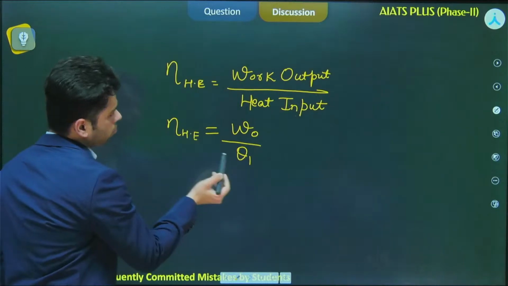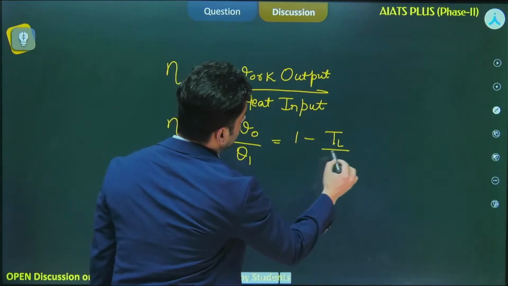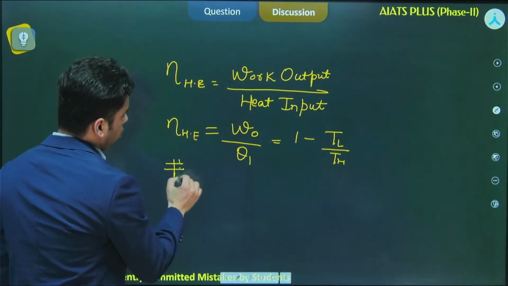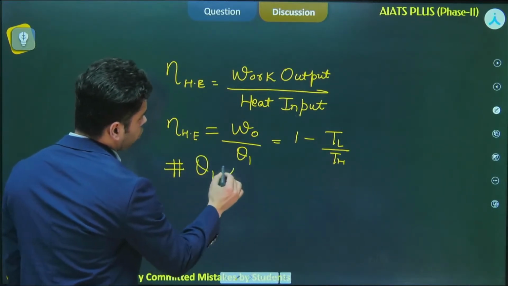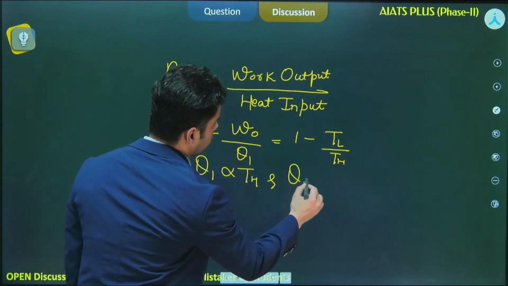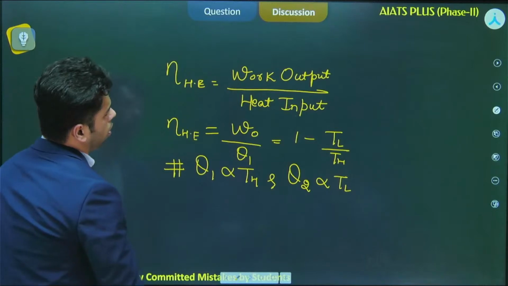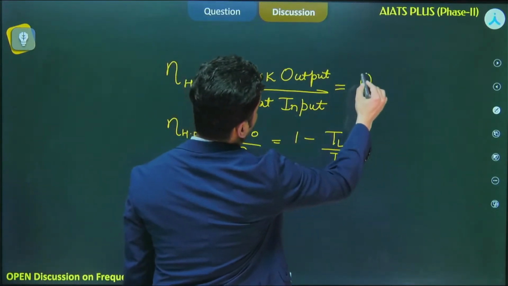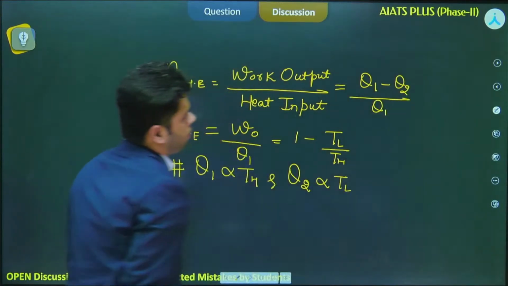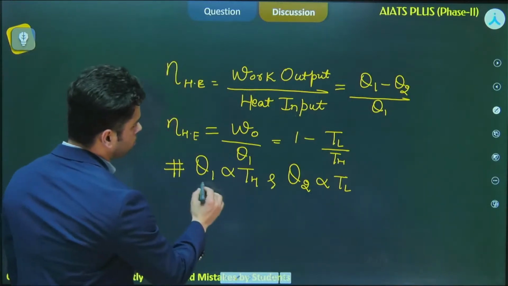And if it is a Carnot heat engine, it should be equal to 1 minus T lower by T higher. Because if this is a Carnot heat engine, I can say that Q1 should be proportional to TH, and Q2, that is the heat rejected, should be proportional to TL, right? So the efficiency can be written as Q1 minus Q2 by Q1, right?